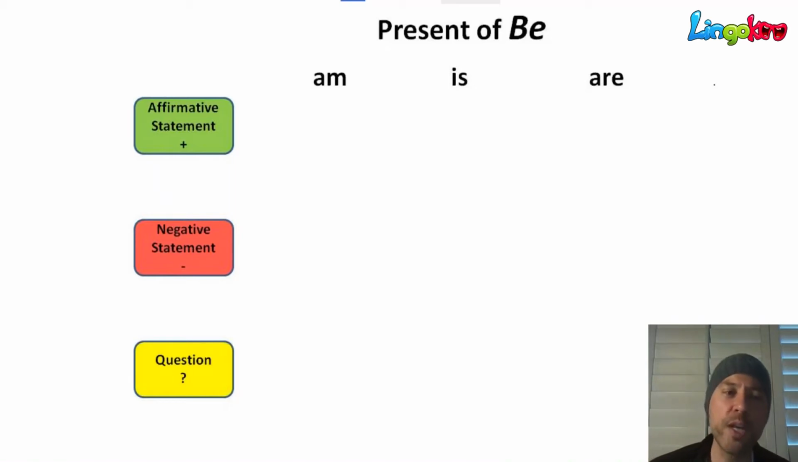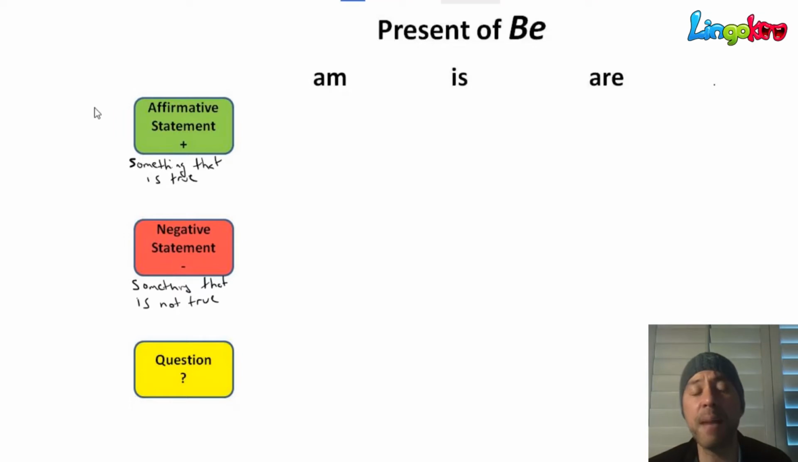In this episode, we're going to look at how to make affirmative statements, negative statements, and questions with the present of the be verb. Let's talk about an affirmative statement. An affirmative statement is when you want to say something that is true. And a negative statement is when you want to say something that is not true.